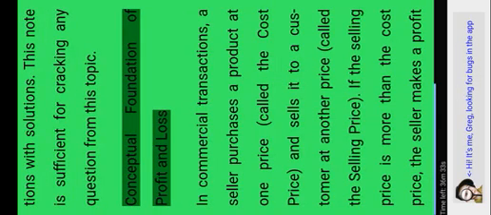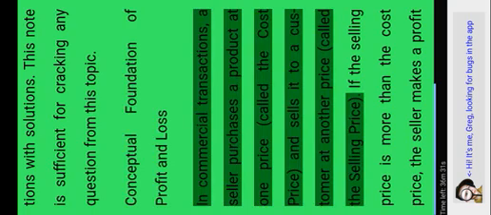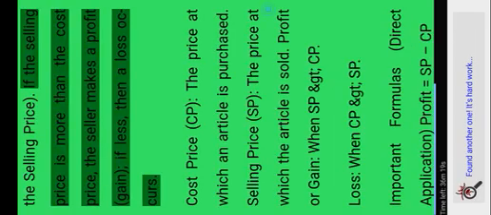Conceptual foundation of profit and loss. In commercial transactions, a seller purchases a product at one price called the cost price and sells it to a customer at another price called the selling price. If the selling price is more than the cost price, the seller makes a profit or gain. If less, then a loss occurs.